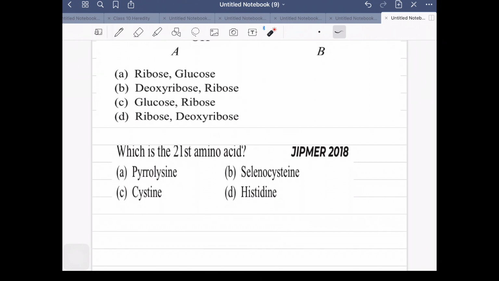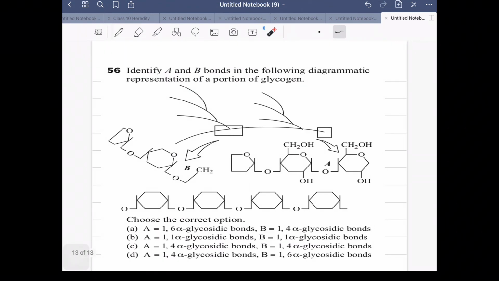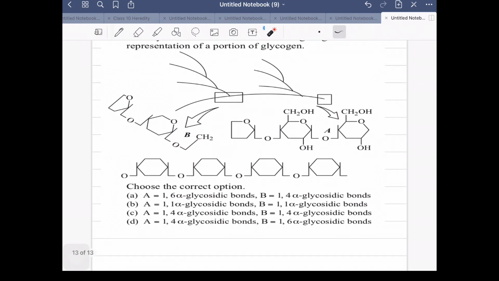The 21st amino acid known to us is selenocysteine. And identify the bonds in A and B. That you can answer me. If you have understood what a glycosidic bond is, then answer me in the comment section.